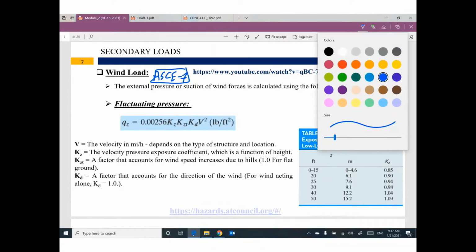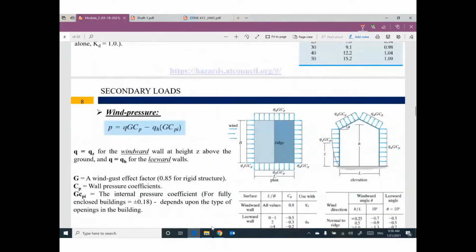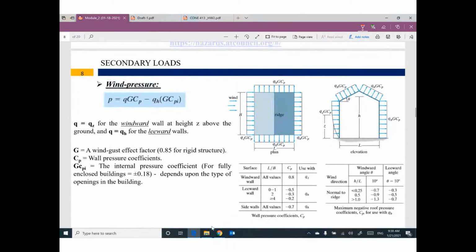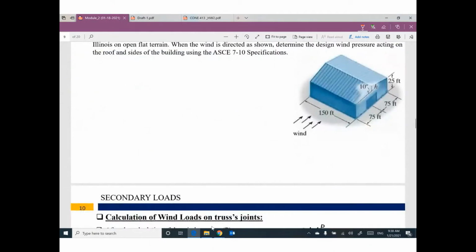We have two steps. The first step, we need to calculate first what is the fluctuating pressure, and then what is the wind pressure. But let me explain something for you. If you have a house or a warehouse, a building like this one, and here is the direction of the wind, I need to remind you of something.